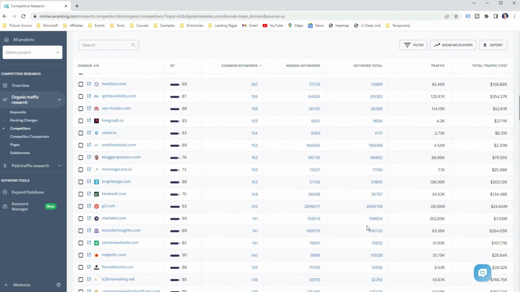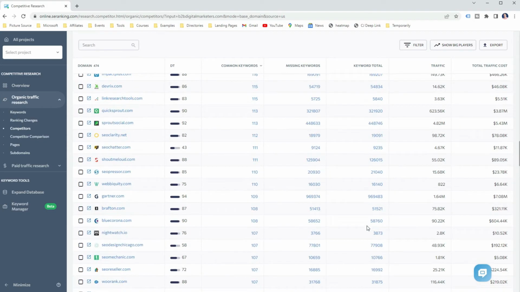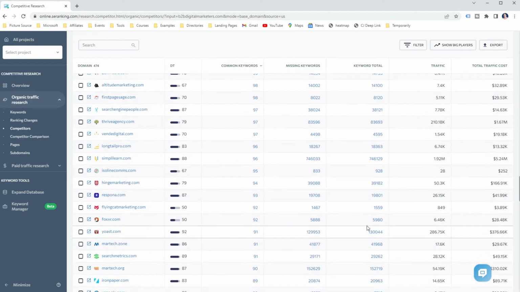Usually what I'm searching for is a competitor with a not high number of missing keywords, as it would be very difficult to get through the list. Also, it's good to look at the websites with similar or lower DT, but with high traffic. Often you can find some interesting, easy to rank keywords in your niche, like this one.